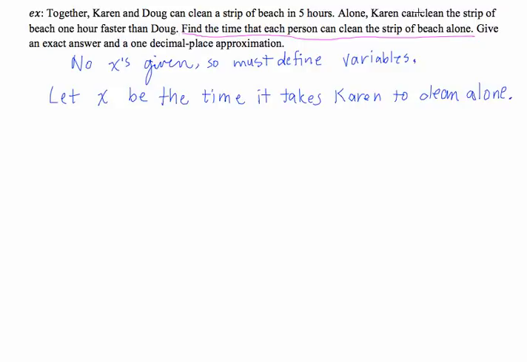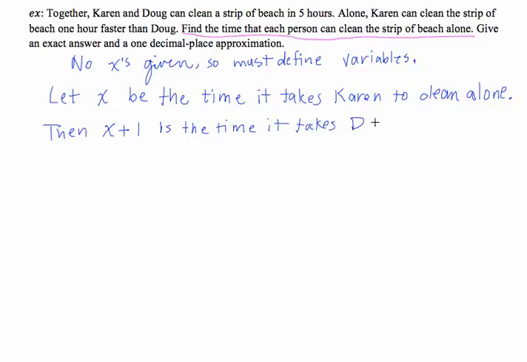If that's the case, then we need to define how long it takes for the other person, or Doug, to clean the beach. Okay, it says Karen can clean the strip of beach 1 hour faster than Doug. So if she can clean it 1 hour faster than Doug, then it takes Doug x plus 1 hours to clean the beach. Then x plus 1 is the time it takes for Doug to clean the beach.